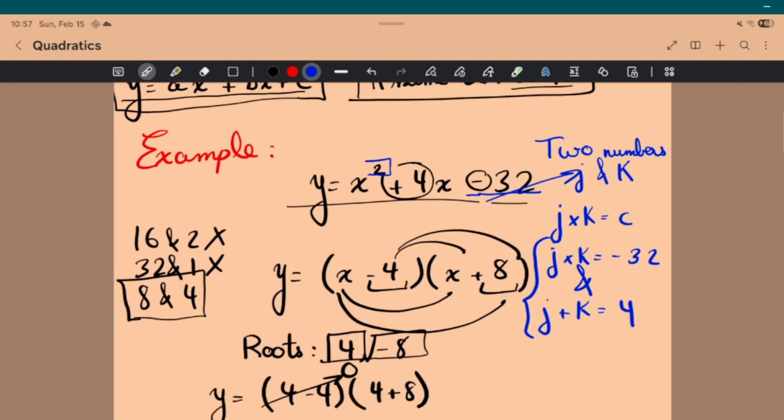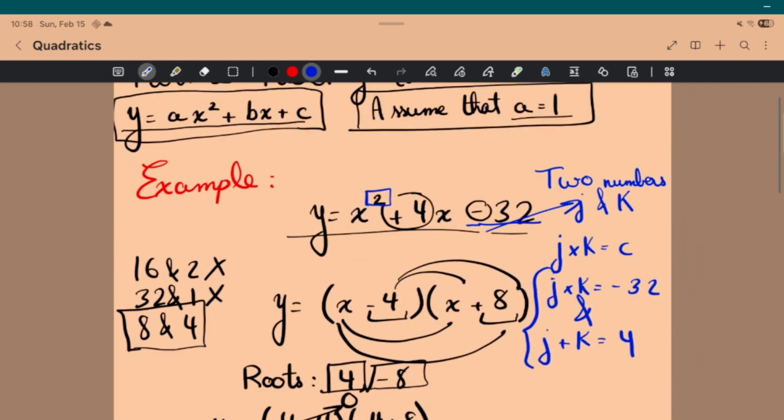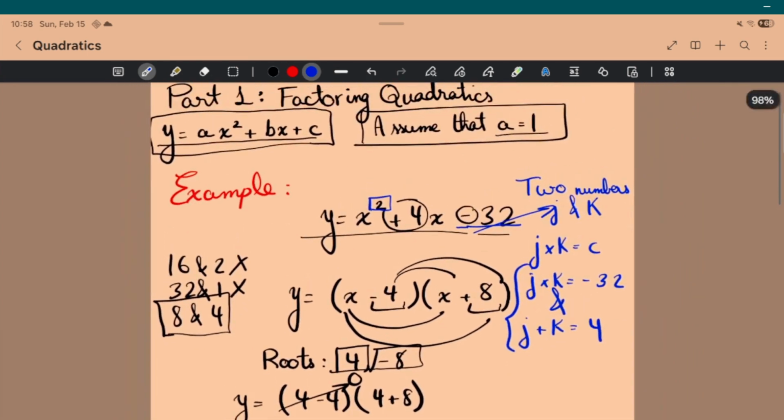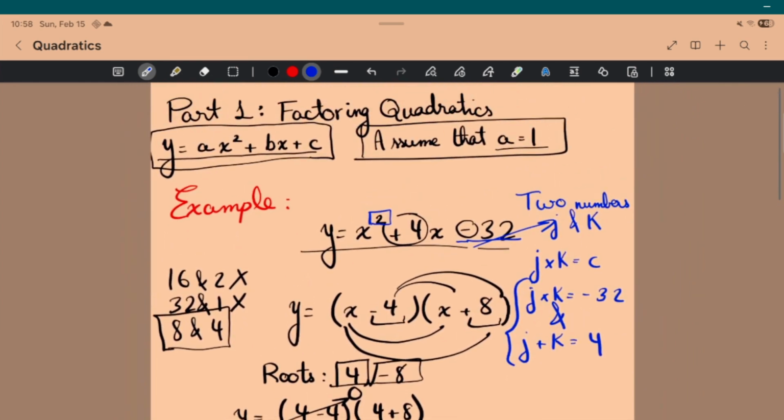When working with quadratics, you're always going to have two roots. And the reason is because the highest power is equal to 2. When we have other equations where the highest power is equal to 3, for example, we're going to have 3 roots. If we have the highest power equal to 4, we're going to have 4 roots, and so on. So you should always get 2 roots when you're factoring quadratics and trying to find their roots.